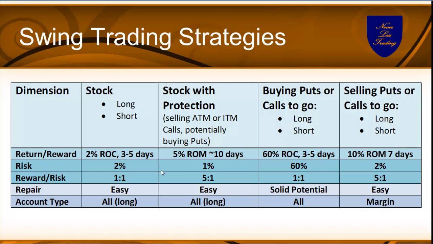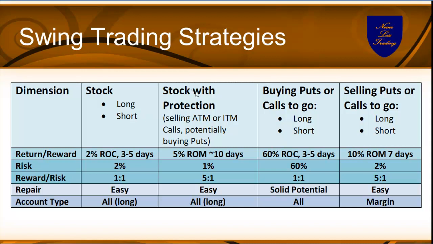When you see here, you trade for a 2% risk and a 2% reward. It's a one-on-one risk to reward, easy to repair. I say so because I can show you methods how that can be easily done. And you can use all account types as long as you go long. For short trading, you need to comply with the SEC regulations, minimum holdings of $25,000 and a marginable account, so not a cash account.